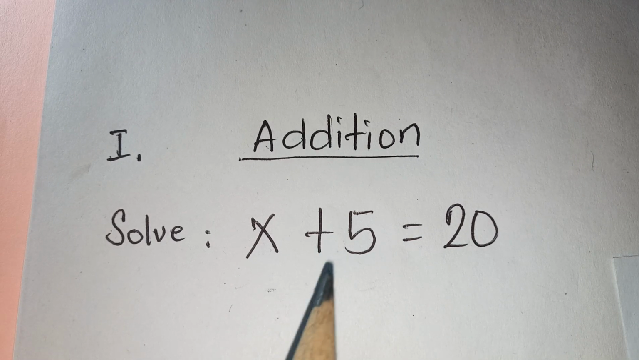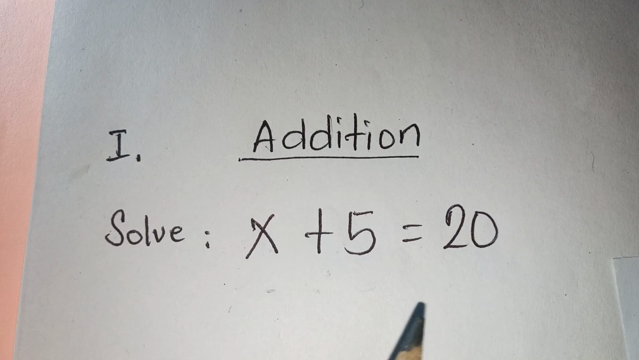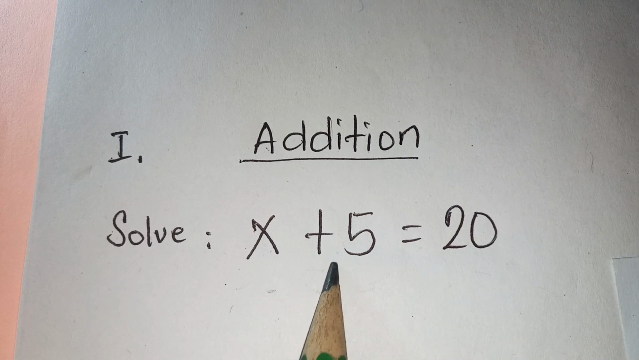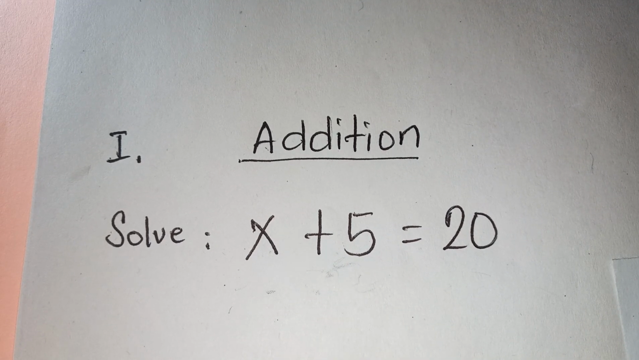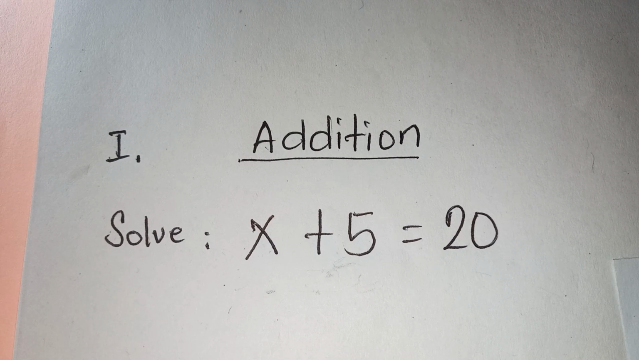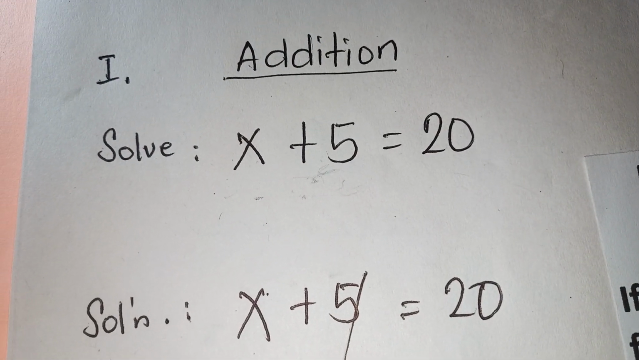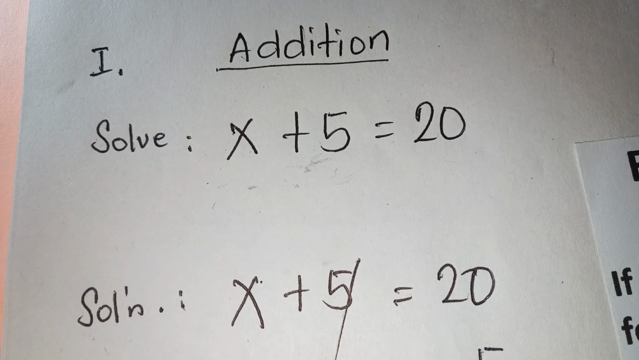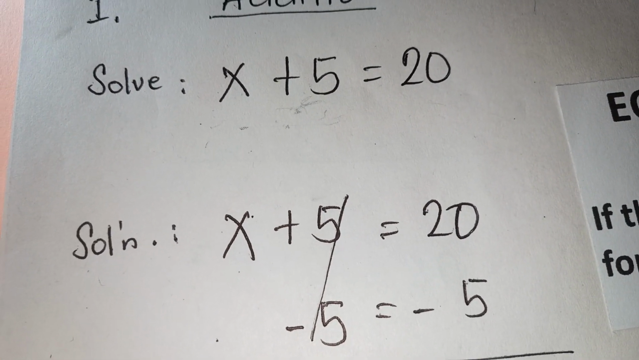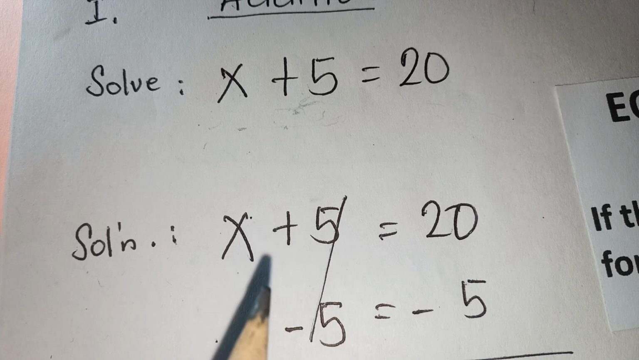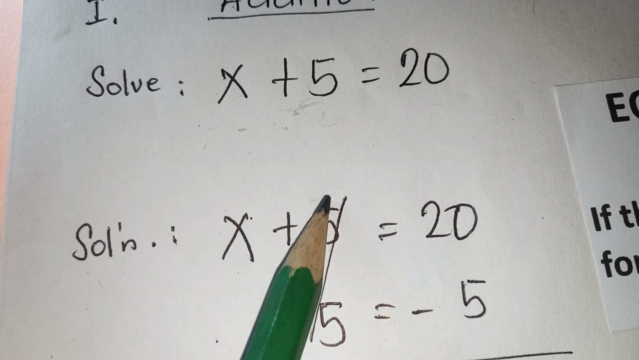Kung anong gagawin natin dito sa left, yun din ang gagawin natin sa right. Ang aim natin dito ay matira ang x na variable. So, kailangang ma-zero out yung plus 5. Para ma-zero out ang plus 5, anong ima-minus natin? Siyempre, yung opposite niya, which is minus 5. Okay, parang ganito. Rewrite the equation, x plus 5 equals 20, minus 5 para ma-zero out siya.